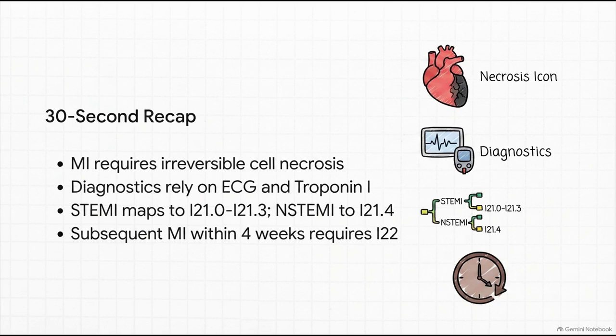Okay, let's lock this in with a quick 30-second recap. Myocardial infarction always requires irreversible cell necrosis. Your clinical truth comes straight from the ECG and troponin I markers. Remember your code blocks, I21.0 through I21.3 for your type 1 STEMIs and I21.4 for your type 1 NSTEMIs. Keep those evolution and conversion rules top of mind. And finally, any subsequent MI within 4 weeks triggers those strict I22 sequencing guidelines, depending on the admission circumstances.